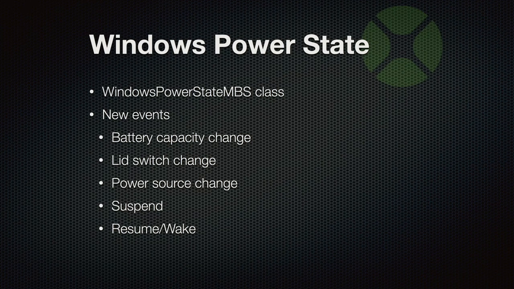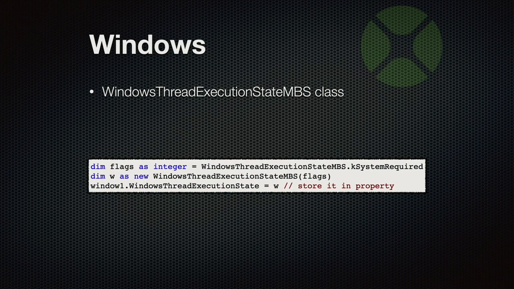And another nice thing we found on the way is that we can have the thread execution state and tell Windows that it should prevent a display or a system sleep. We have similar functionality for Mac too. So if you have something which needs to run, like a kiosk application, something that presents a video, you may want to disable system sleep so it doesn't stop.